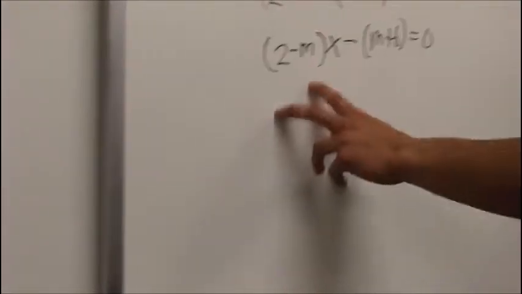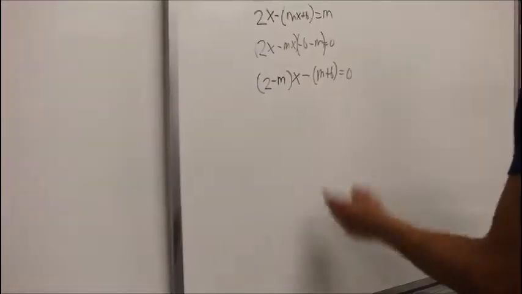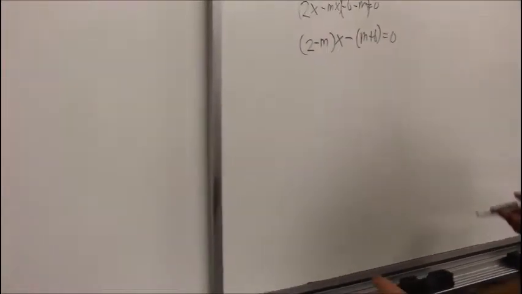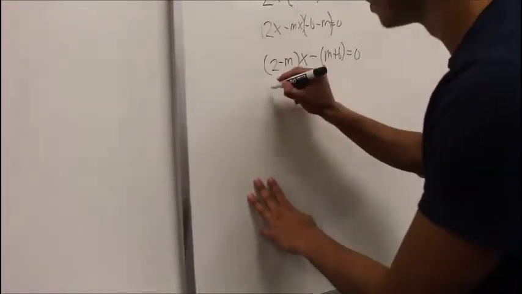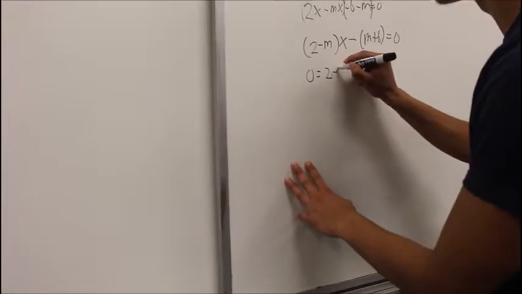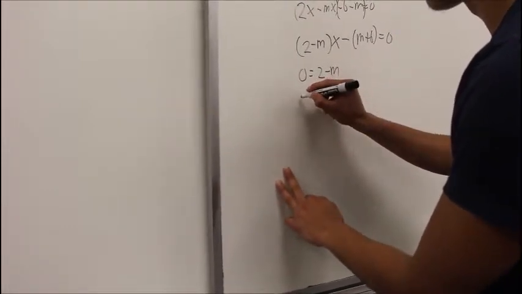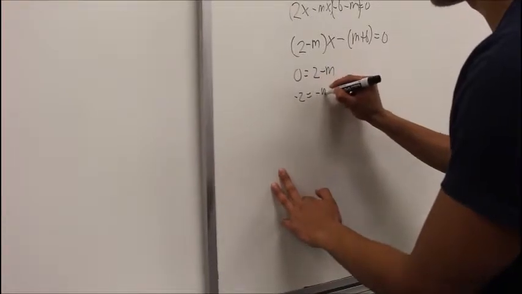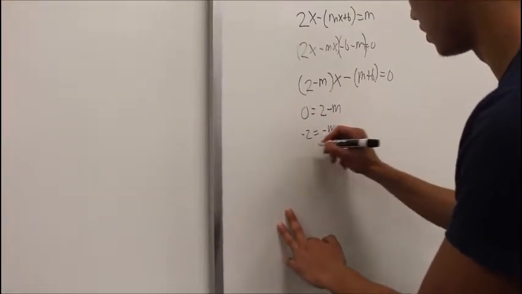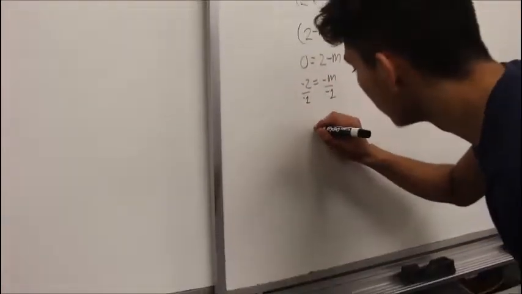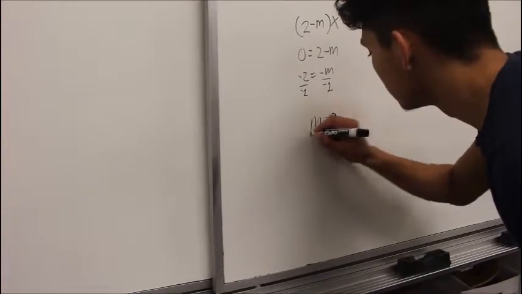Okay, so now we have two separate parts to this equation. Our first problem is to find m. To find m, all you have to do is equate 2 minus m to 0. So 0 equals 2 minus m. This is simple math: subtract 2 from both sides, negative 2 is equal to negative m. Divide both sides by negative 1, and you get m is equal to 2.